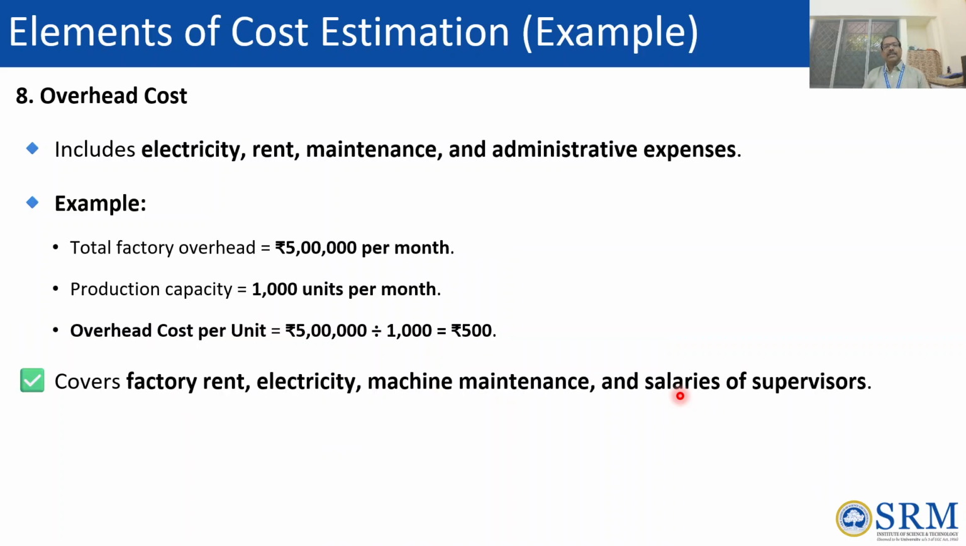Then overhead cost: electricity, rent, maintenance and administrative expenses. The total factory overhead will be 5 lakhs per month and the production capacity is 1,000 units per month. So per unit the cost will be 5 lakhs divided by 1,000. It covers factory rent, electricity, machine maintenance, salaries for supervisors and all. Labor cost is different, supervisor charges are different. Supervisor charges come under overhead cost, but labor cost comes separately. So these are all the cost elements in making a hydraulic cylinder.